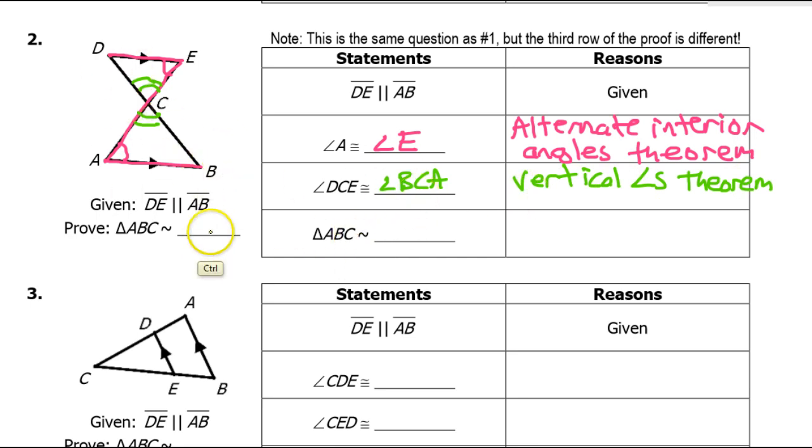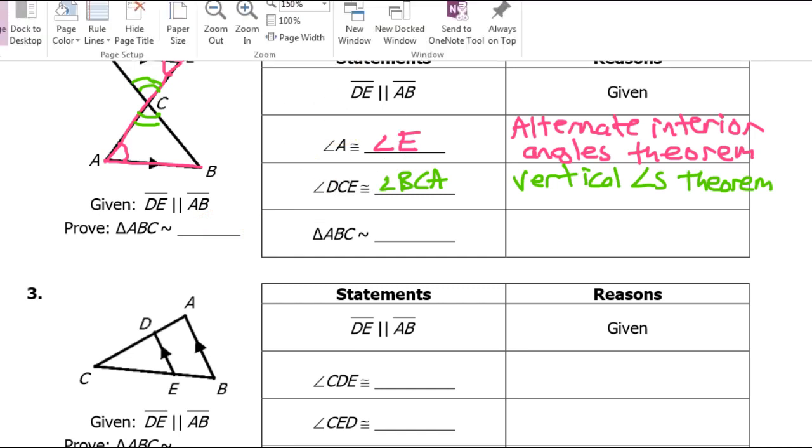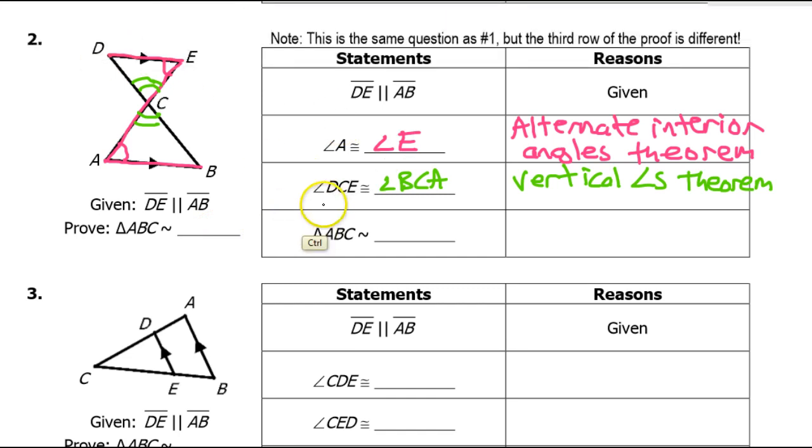And again, we can make the similarity statement. Same as before. So triangle ABC is similar to triangle EDC. And again, it's going to be angle similarity.